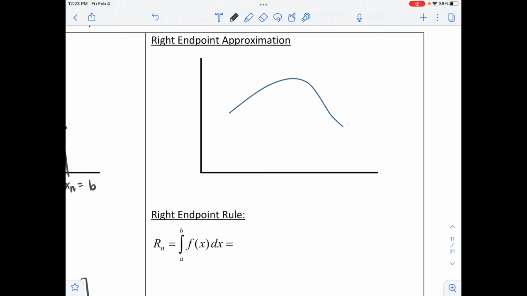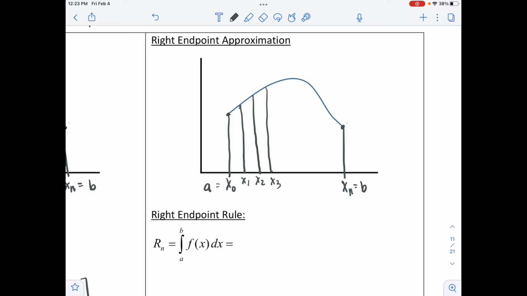Next, we're going to look at the right endpoint approximation, which is the same idea. Notice that the curve is exactly the same, and we are still going from a, which we also define as x naught, all the way down to b, or x sub n. And again, these rectangles are going to be of equal width. So I'm going to put down x1, x2, x3, and then I'll also put on x sub n minus 1, and again dot dot dot because you have all these different rectangles on there.